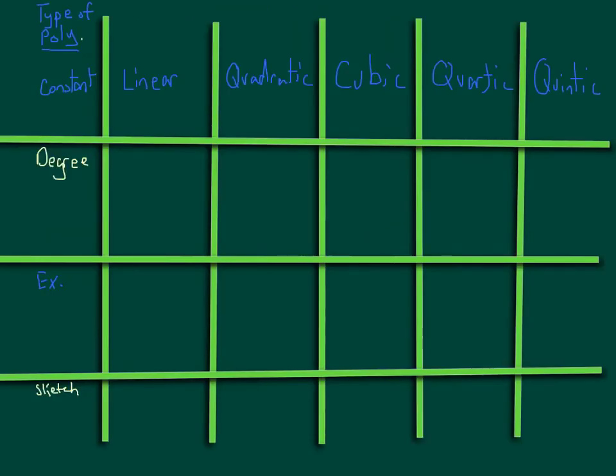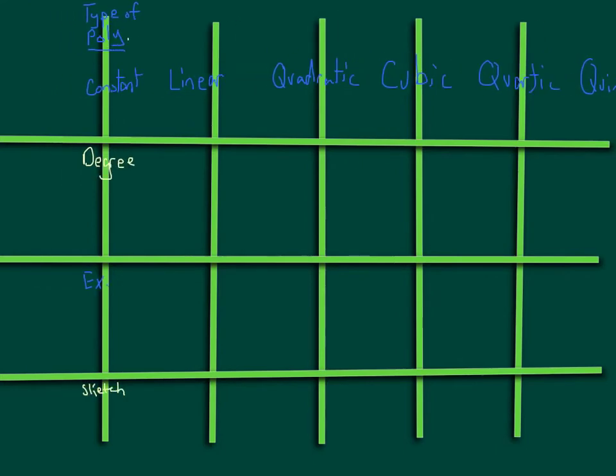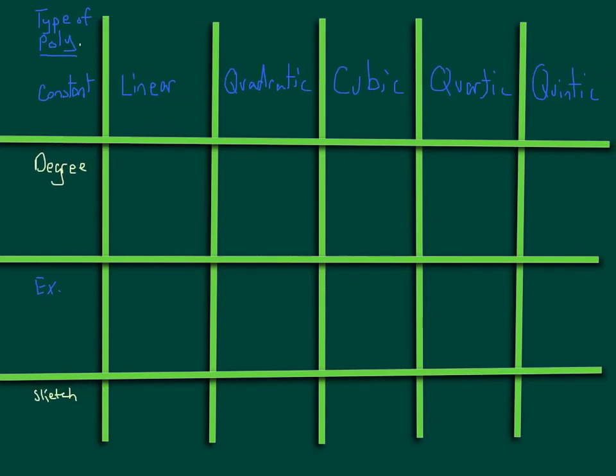So we want to take the time now to fill out a chart. You're probably going to have to pause the video to catch up with me. We're going to talk about a few different types of polynomials. The first one is a constant polynomial. It has a degree of 0, and here's an example. It's just a constant function equal to 5, or you could even say 5x to the 0 power if you wanted to. And it's a horizontal line if you sketch it.